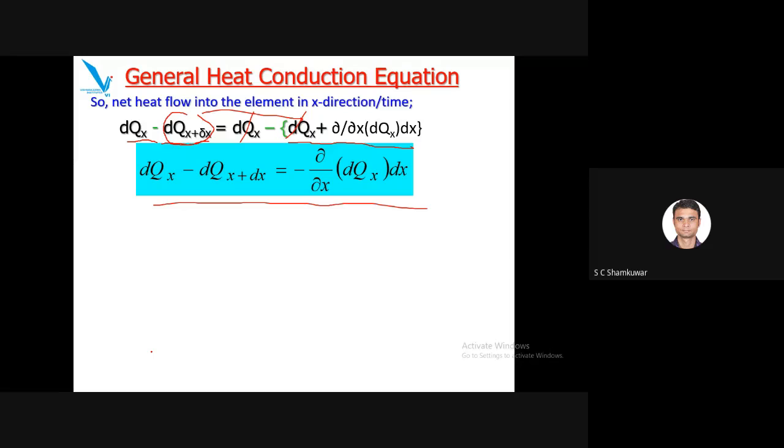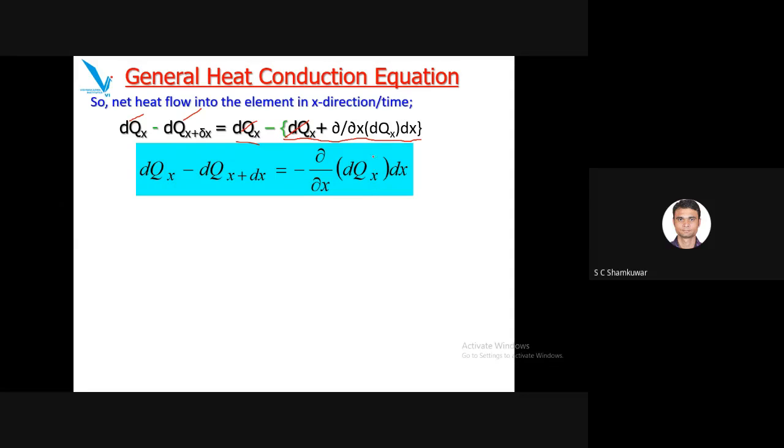Okay, so this is the net heat transfer in x direction. This is the heat entering, this is the heat leaving. So dQx minus dQx plus dx, this we have calculated by Taylor series. So this will get cancelled. So what is left? Minus del by del x of dQx into dx.